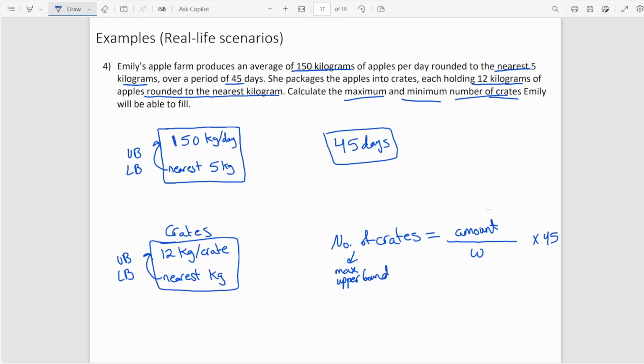And then in this case, it's just a simple division, okay? So if you want the upper bound for the division, you would want the upper bound for the amount and the lower bound for the weight of each crate. And it makes sense. You want the highest possible amount I can have, so the upper bound, and you want the crates to weigh the least possible amount, which is the lower bound, okay?